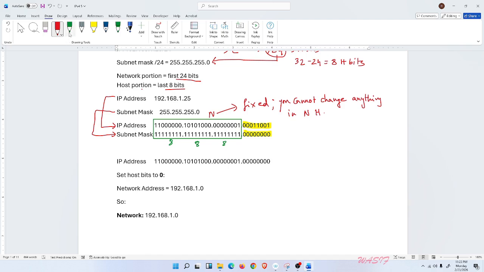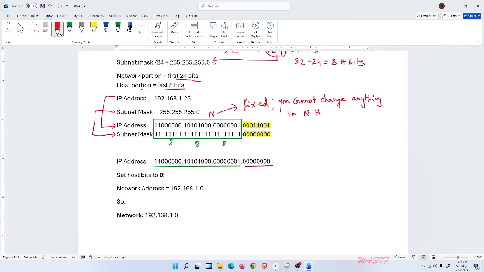Now make all the host bits zero and keep everything else exactly the same. You write the same IP address. This is the network portion. And when you come to the host bits, make all host bits zeros. If you make all of them 0, you will find 192.168.1.0. So the network is 192.168.1.0.